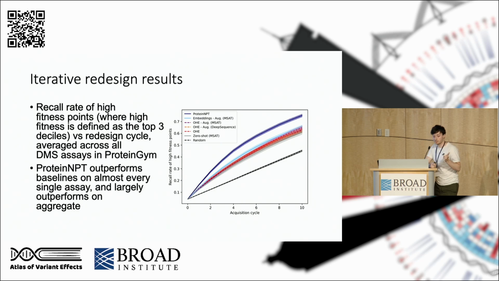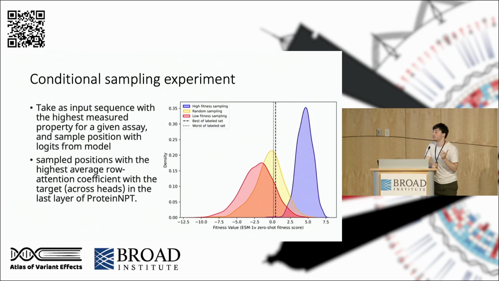And so to get to this part of the design process, we try and imitate what we would want in the lab: optimizing a given sequence for a property of interest, where we imagine that within a DMS, we only have access to very few labels, and we have different rounds of acquisition where we select which mutants we want to acquire. So we do 10 acquisition cycles, and we do this for each assay, and here I've plotted the average across all assays. And we see that we recover high fitness points quicker with ProteinNPT using this acquisition function that takes into account our fitness prediction and our uncertainty prediction.